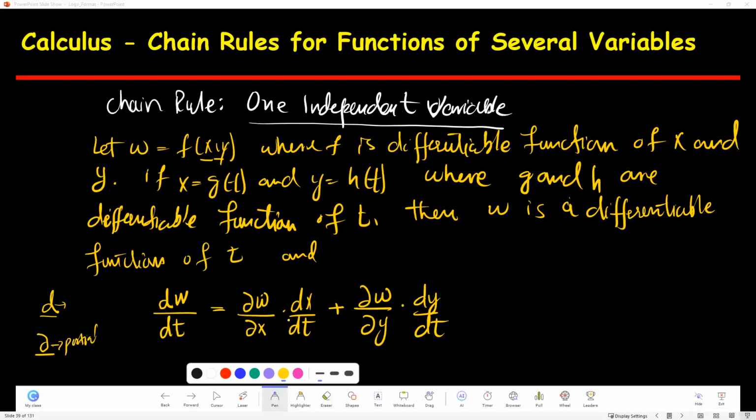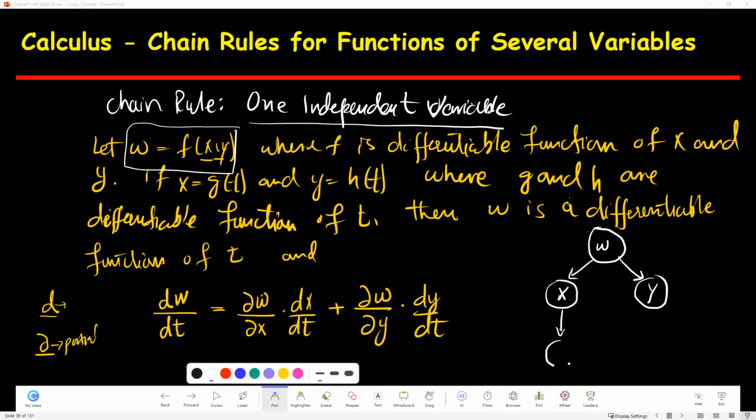If I want to draw this thing graphically, you have to draw first graphically, and that's how you're going to be writing. I have a function w. W depends on x, w depends on y. You draw this thing, so x and y. X depends on who? T. Y depends on who? T. Does T depend further on anything? No.